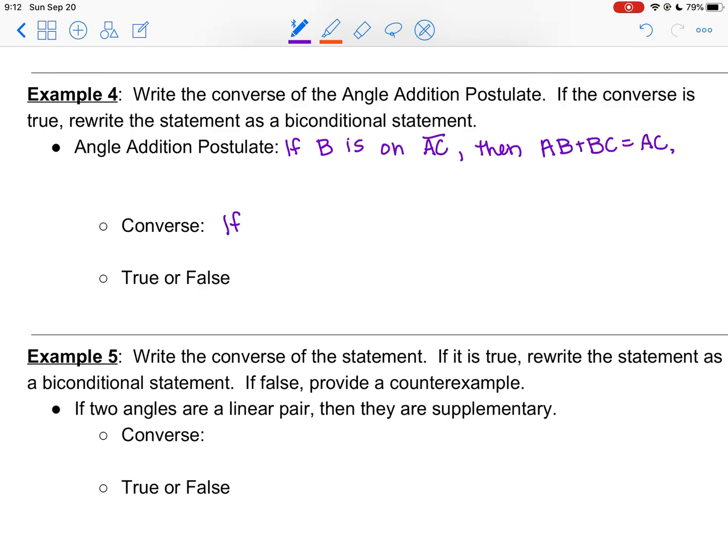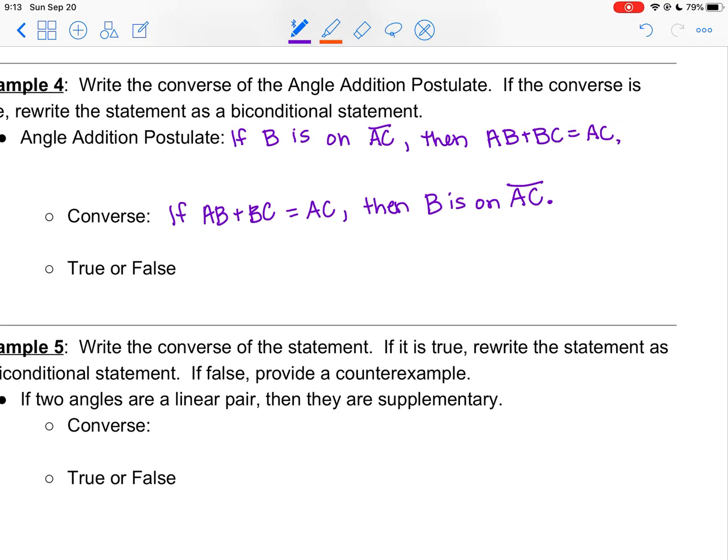So if AB plus BC equals AC. We started with the conclusion, and then we're going to put that hypothesis in there. So then B is on segment AC. So I'm going to see if I can come up with a counterexample. So if we had like two segments, if they weren't all the same, I'm going to try to break it. So I'm going to try to come up with a conclusion.